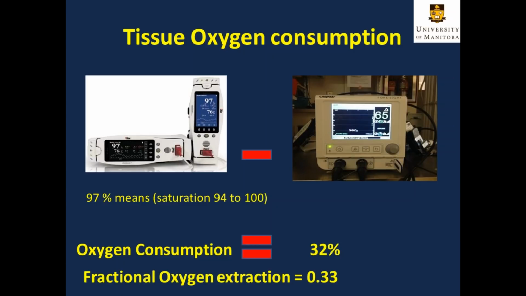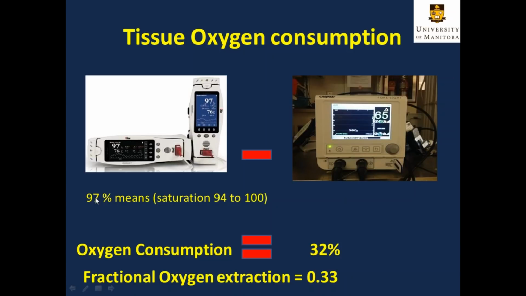Fractional oxygen extraction is the arterial oxygen saturation minus the assumed venous or tissue oxygen saturation, divided by the arterial oxygen saturation. It's normal between 0.15 to 0.33. So there's actually normal oxygen consumption and normal oxygen extraction. Without near-infrared spectroscopy, we cannot understand how much oxygen is consumed by the tissues.